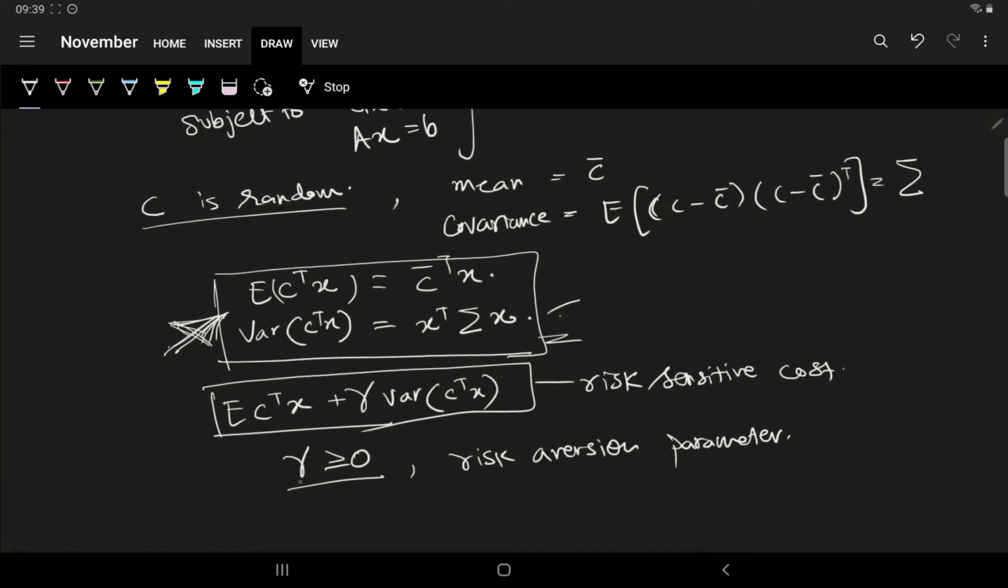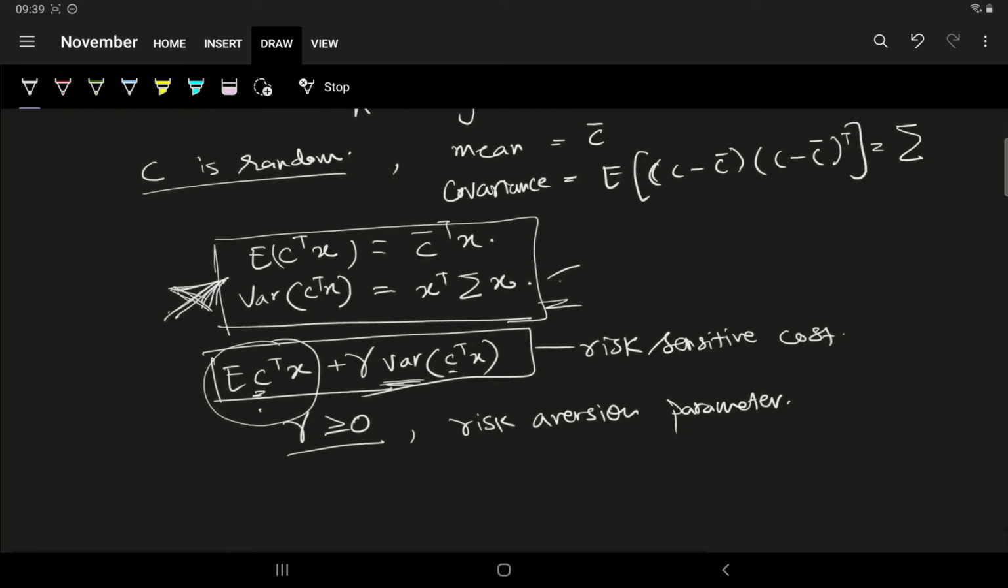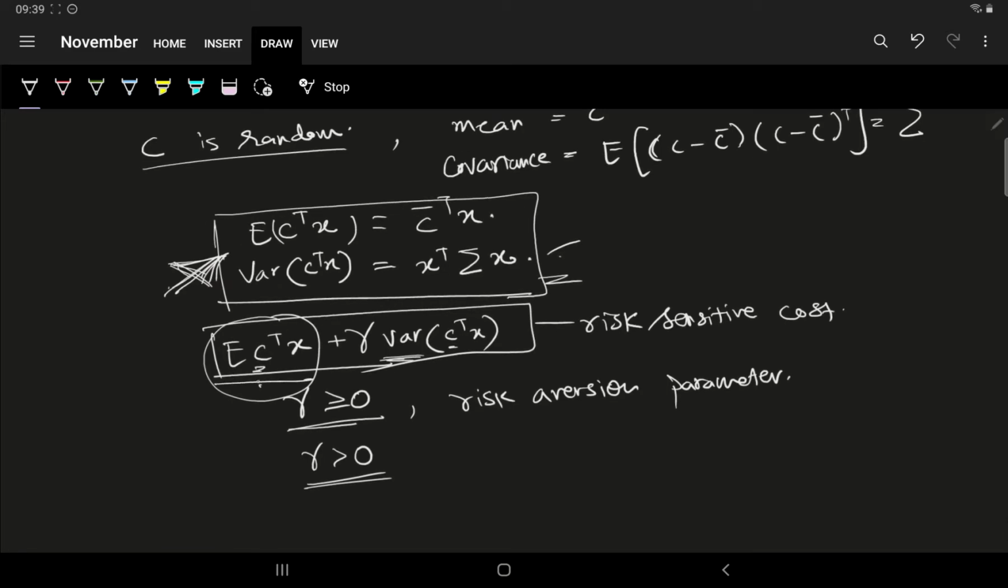So if gamma is equal to 0, then we are not worried about the variance. Exactly, no matter how much the cost varies from the expected value, we are not worried about it. We are only trying to minimize the cost function. However, if the gamma value we choose is greater than 0, that means we are trying to have a trade-off between the expected value and the variance of the cost function.